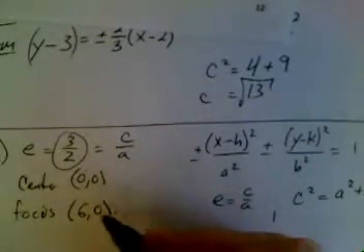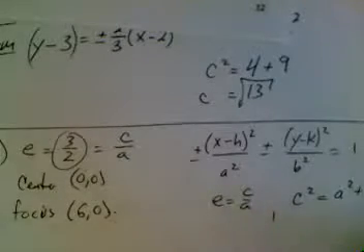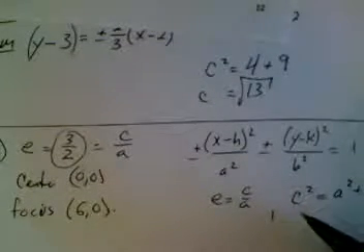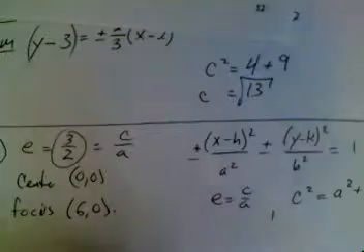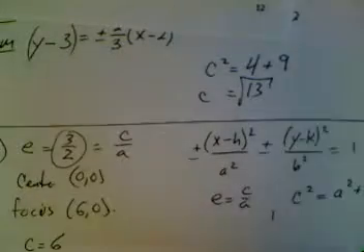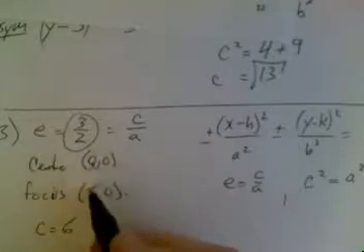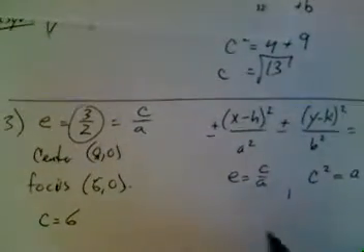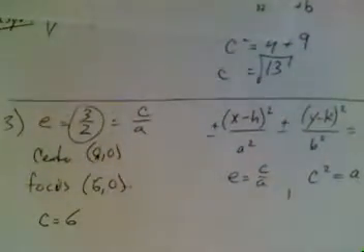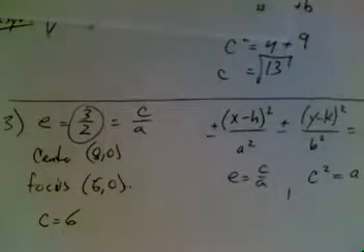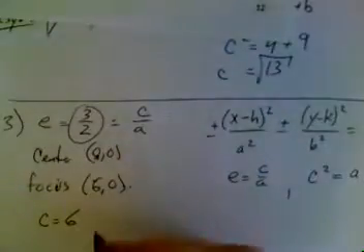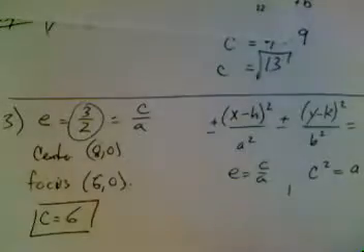My focus is supposed to be (6, 0). And remember, the focus actually corresponds to what c is really equal to. So that means that c is really equal to 6. Why is it 6? Well, because it's 6 distance from the center. Again, the focus is a c distance away from the center. So, I know c is 6.